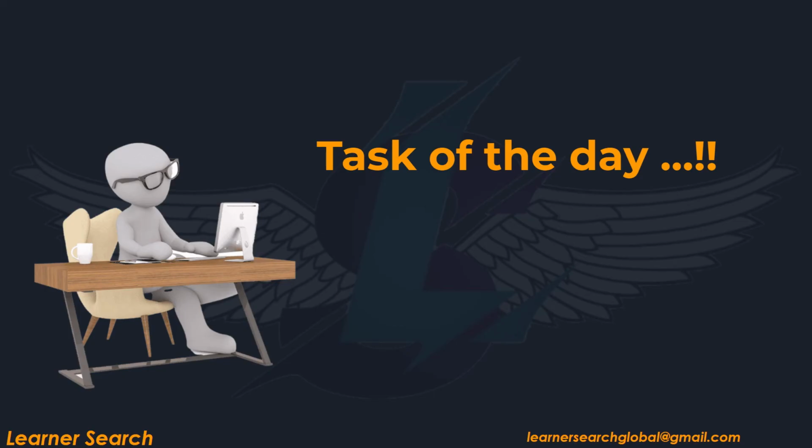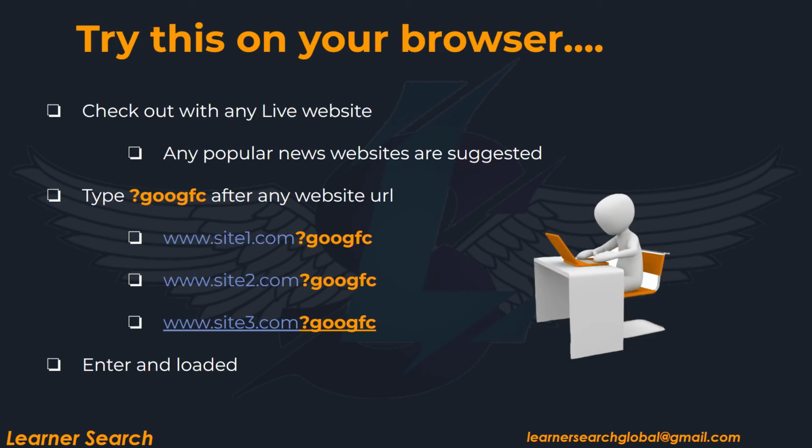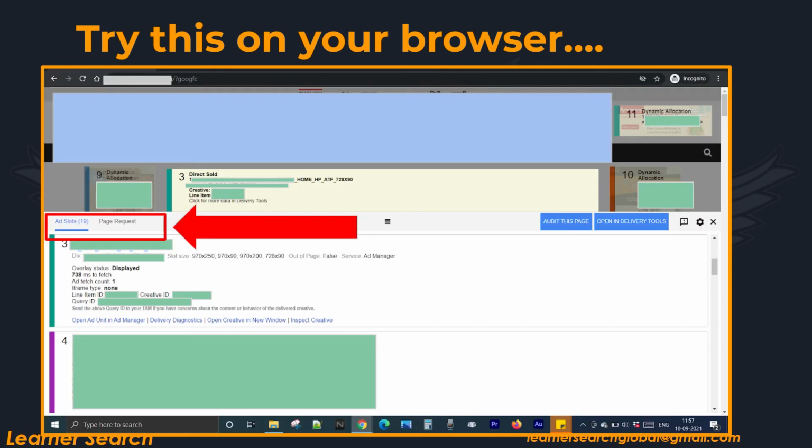Meanwhile, let's do some tasks related to ad serving and try this on your browser. Go to any live website. Popular news websites are suggested. Now type $GOOGFC at the end of the URL. Examples are shown here. Press enter and the page gets loaded. After a few seconds, you will see the website as shown here in this slide. This arrow points to the number of ad slots per page, and page request details are shown in that tab. Do your own research and try to get an idea of the ad serving process.